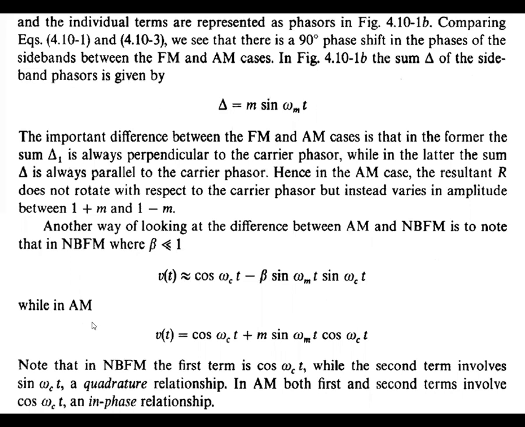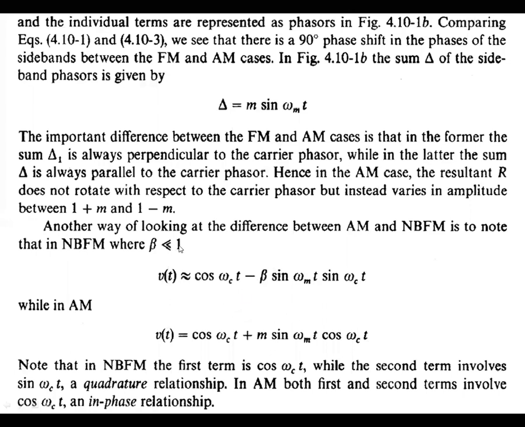Okay. So another way of looking at the difference between AM and narrowband FM: in narrowband FM, v(t) = cos ωct − β sin ωmt sin ωct, while in AM, v(t) = cos ωct + m sin ωmt cos ωct. These two differences are here.